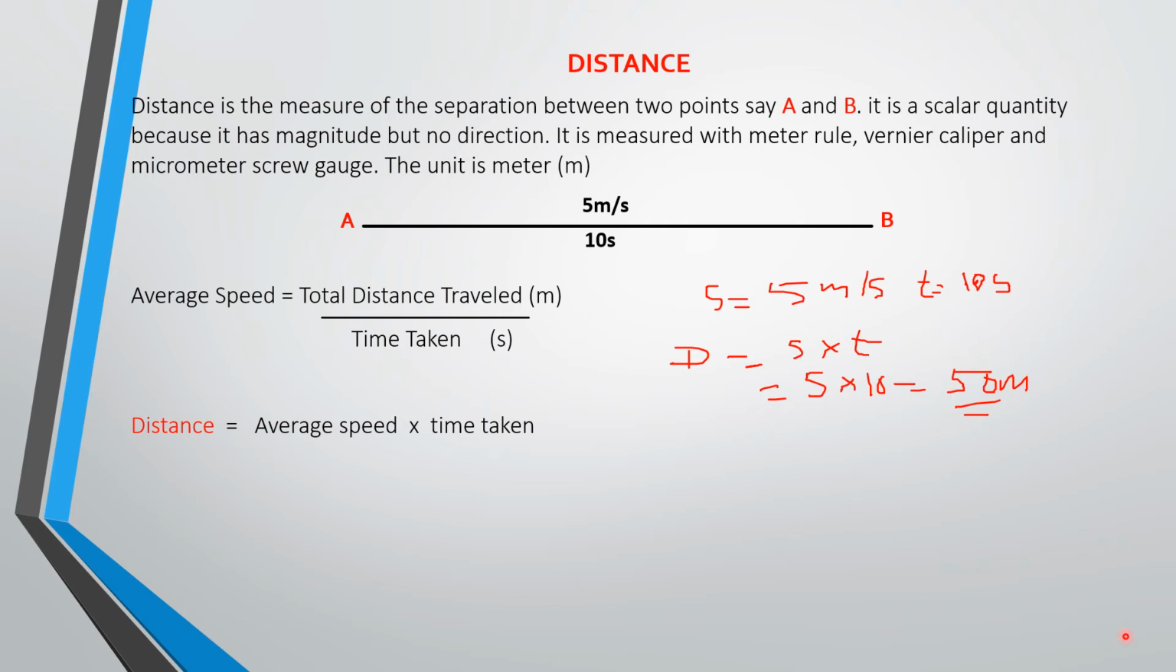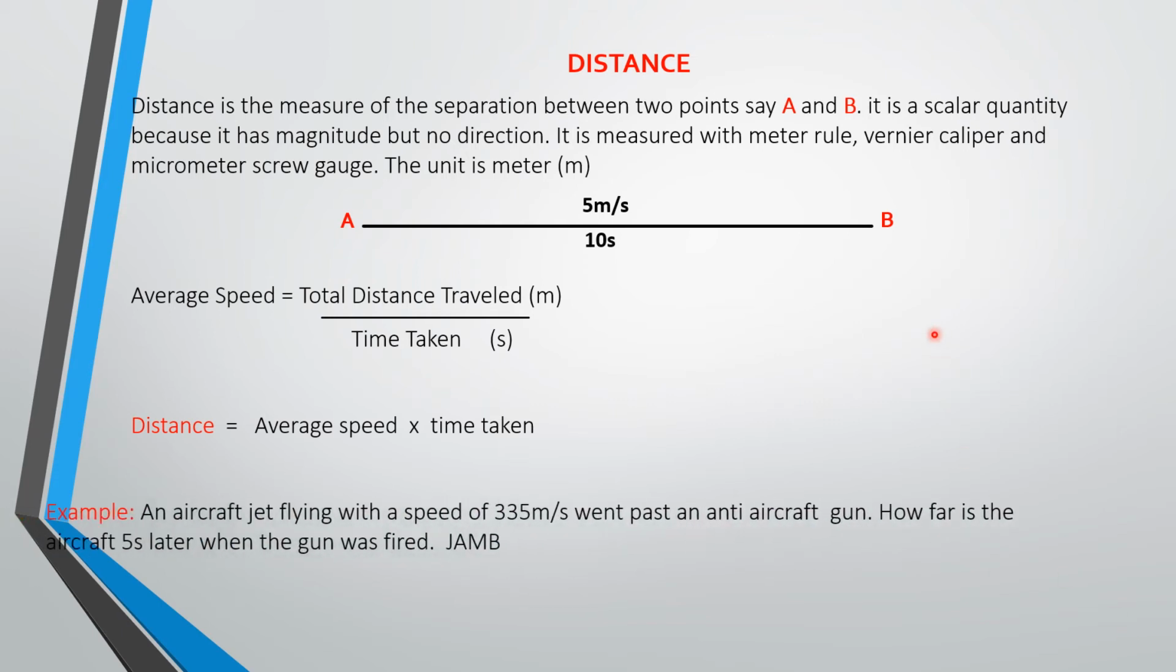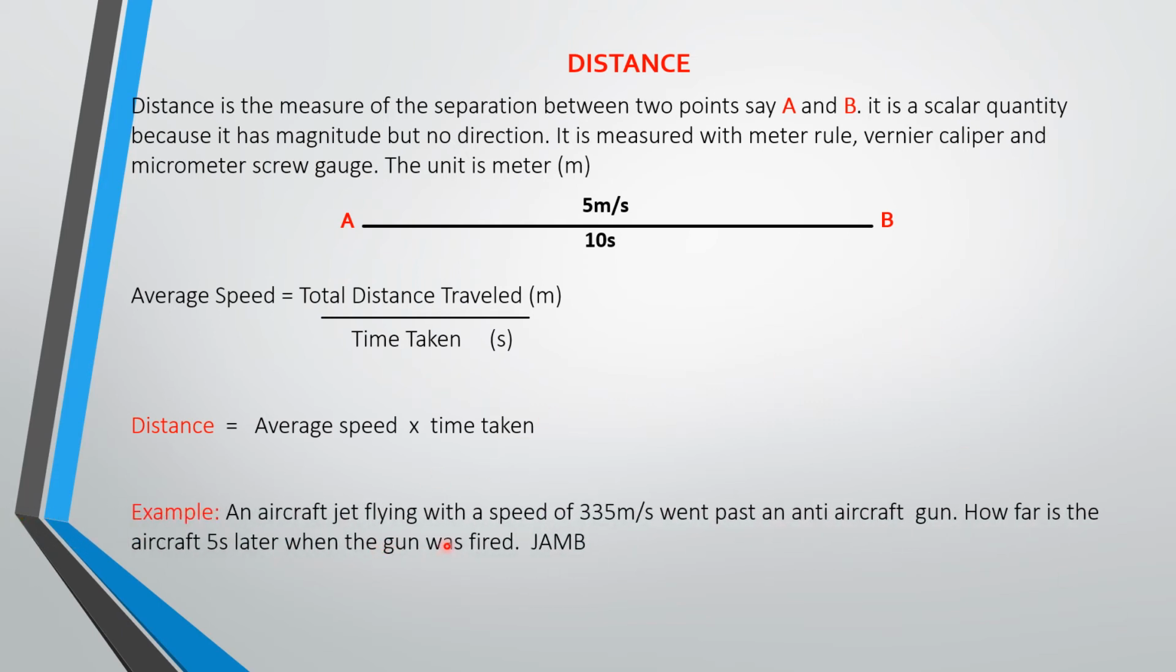Is that okay? So I want to do another example. Okay, this is actually a JAM question from one of those years. It says that an aircraft jet flying with a speed of 335 meters per second went past an anti-aircraft gun. How far is the aircraft 5 seconds later when the gun was fired? It's a JAM question.